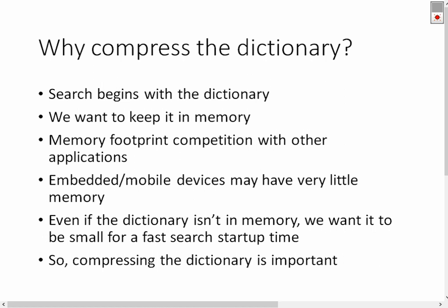The reason why is because to implement search, I'm going to give a series of query terms, and we're going to start looking those up in the dictionary. We're going to find those terms in the dictionary, find all of the files associated within the posting list, and then go through and rank those documents to retrieve. So search begins with the dictionary. We want to keep it in memory because memory is very fast.